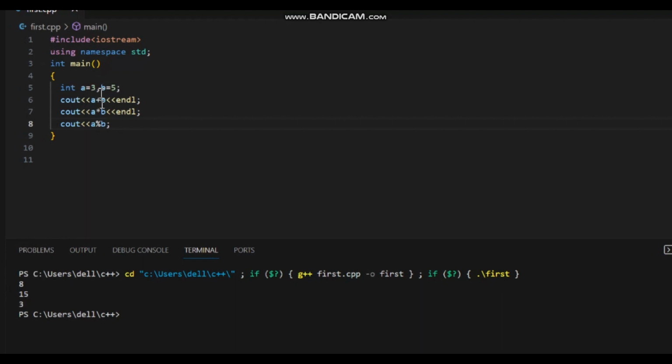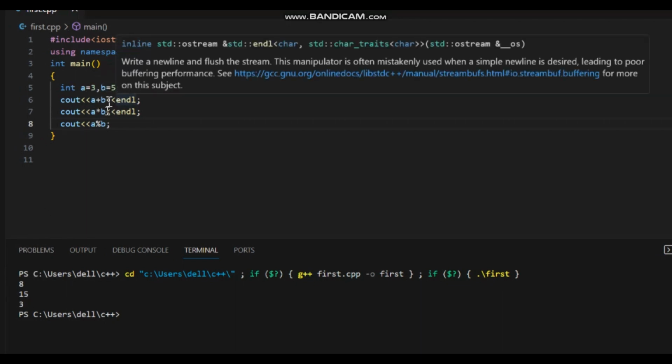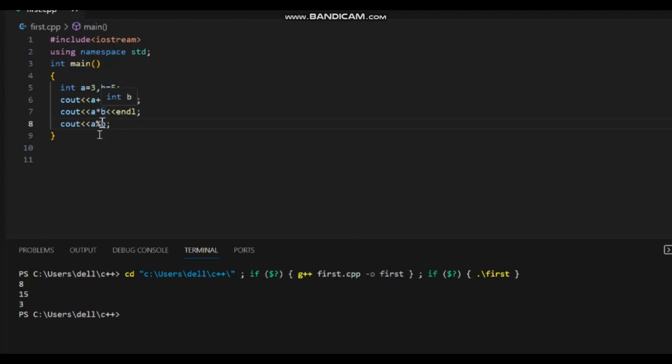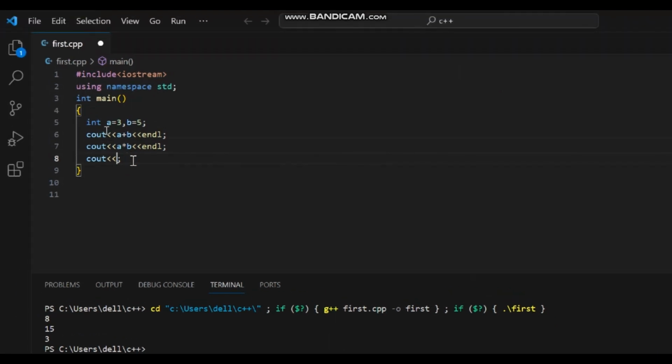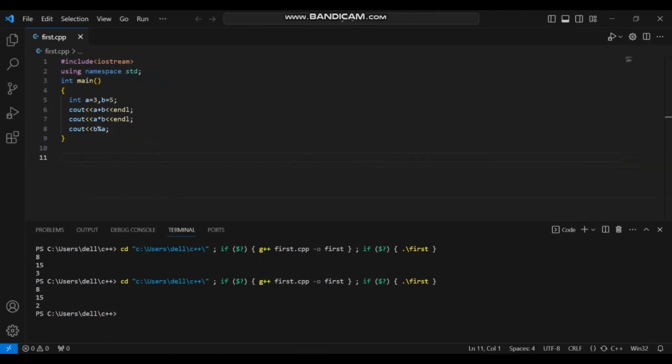But when 5 is divided by 3, the remainder we get is 2, but it is printing 3. So it should be b modulo a, because when 5 is divided by 3, the remainder we get is 2. I will run the code once again. Here we got the remainder as 2.